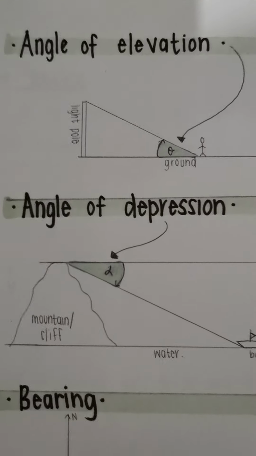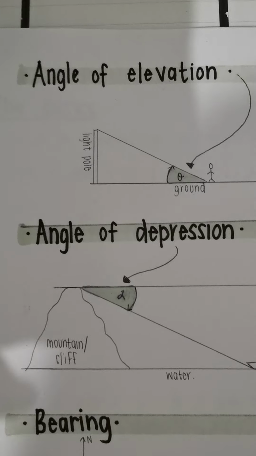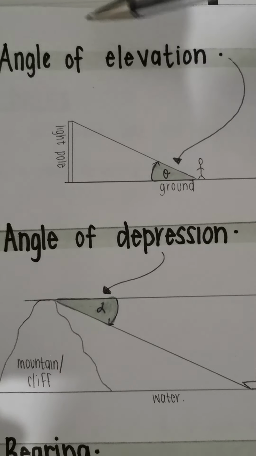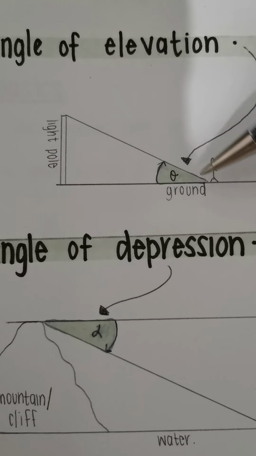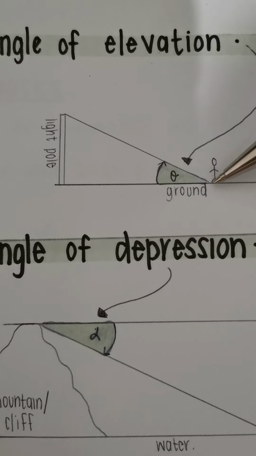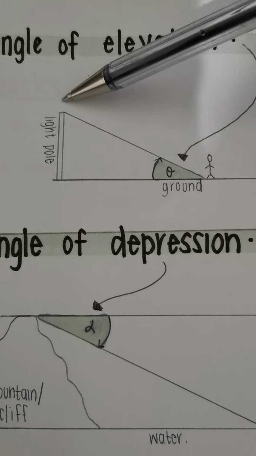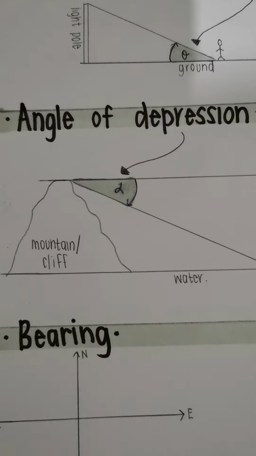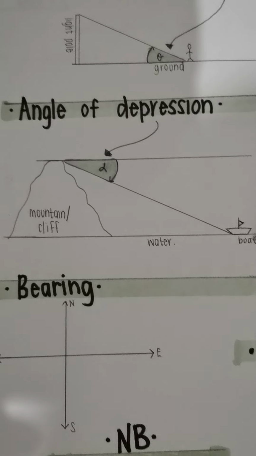I've also spoken about angle of elevation and angle of depression over here. Angle of elevation is exactly what it is, looking all the way up. If this was the ground and the person is standing over here and that was a light bulb, the angle of elevation would be if this person was looking up, from their foot all the way to the top of the light bulb. The opposite is also true for angle of depression. It's when you're standing here at the top and you're looking at an object at the bottom.